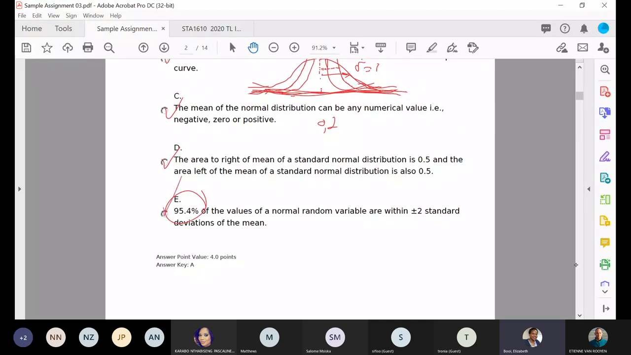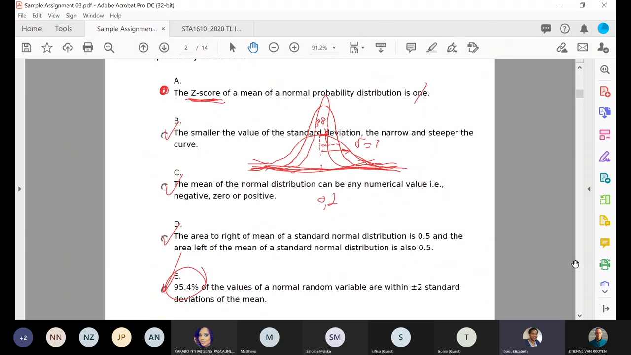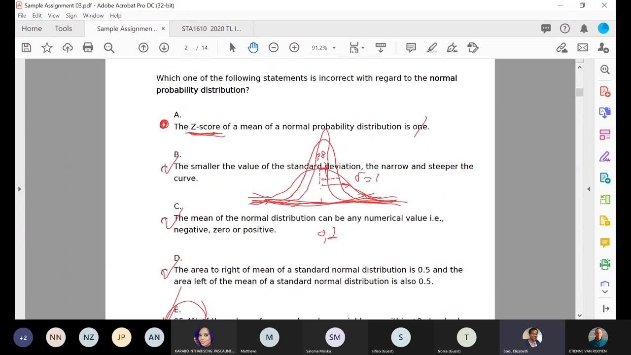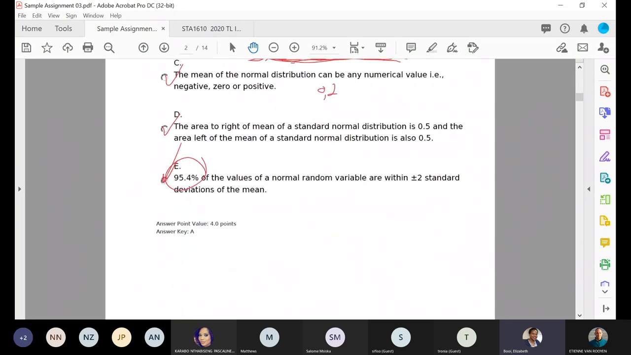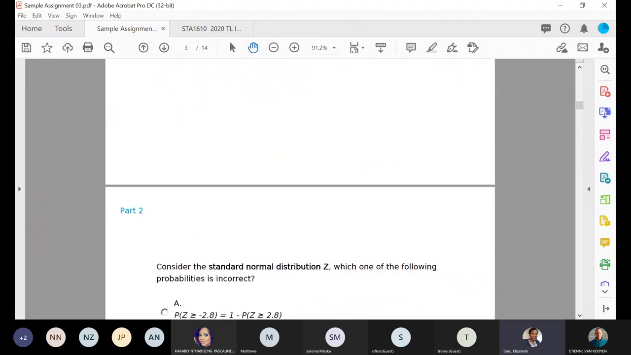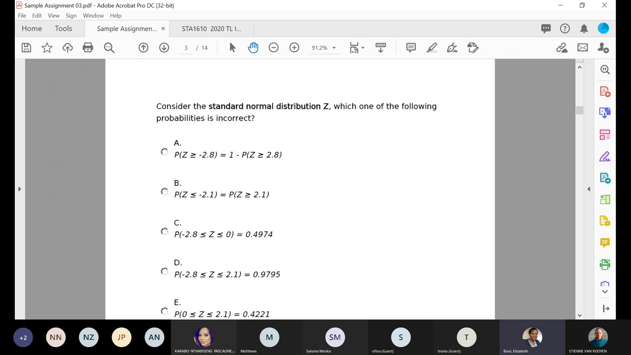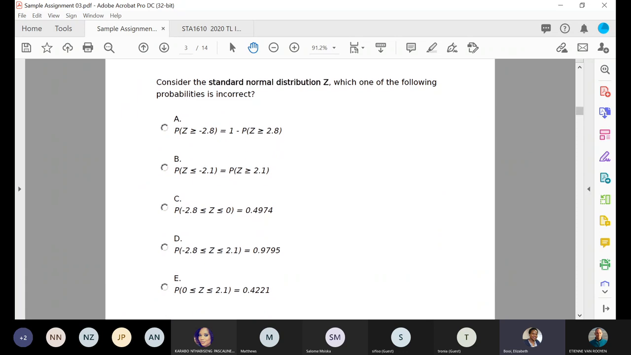And that is also correct because 95.4% is 2 standard deviations away from the mean. The only incorrect answer here is option 1. Any questions, any comments? Because I didn't give you the time of day to answer the question as well. You will get time. I will give you a chance to answer the question. And this time, I think I'm going to just let you answer the questions.